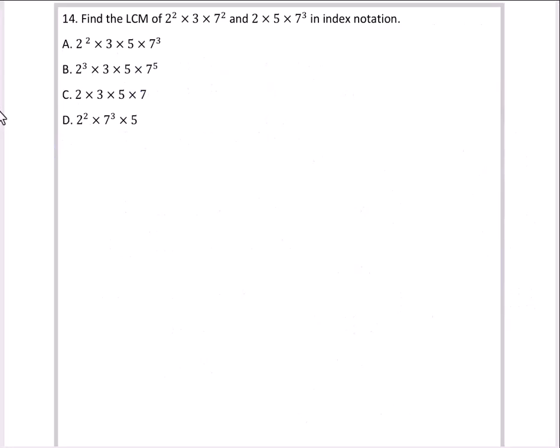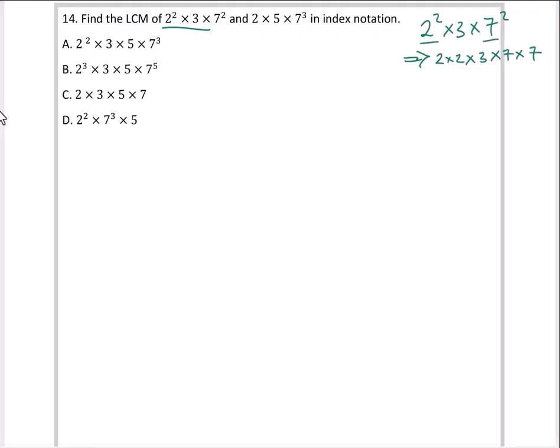For question number 14, we are asked to find the LCM of 2 squared multiplied by 3 multiplied by 7 squared. So let's convert this back to a normal number. There are a couple of ways you can do this, so I will use 2 methods. Here we have 2 squared multiplied by 3 multiplied by 7 squared, which is the same thing as 2 times 2, that's 2 squared, multiplied by 3, then multiplied by 7 times 7, so this is 7 squared.